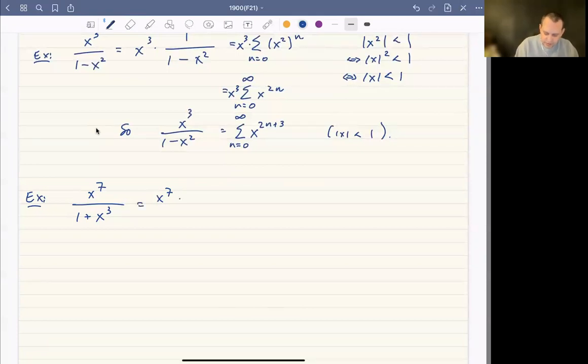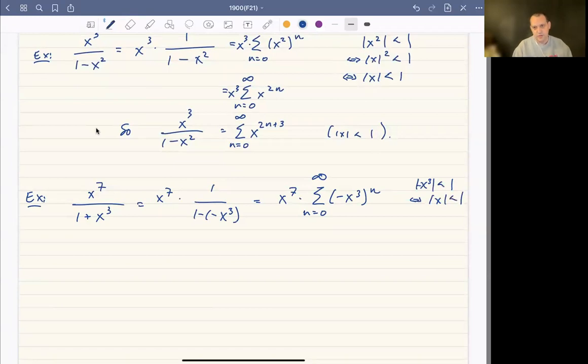And we could still bring up the x to the 7th term, but it's better to think of 1 plus x cubed as 1 minus a negative x cubed. And now everything is fine. So now this is x to the 7th times the sum of negative x cubed to the n as n goes from 0 to infinity. This is going to be valid if and only if the absolute value of negative x cubed is less than 1, which happens to be when the absolute value of x is less than 1.